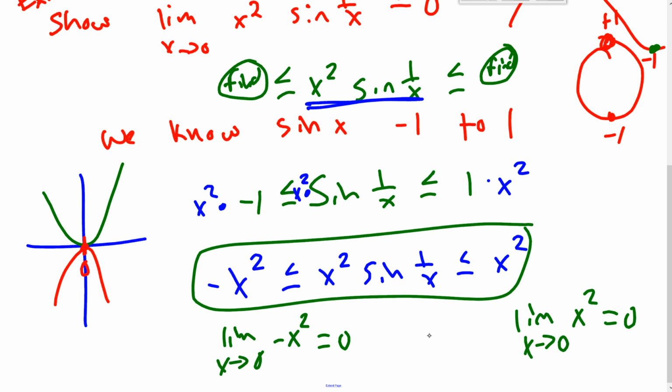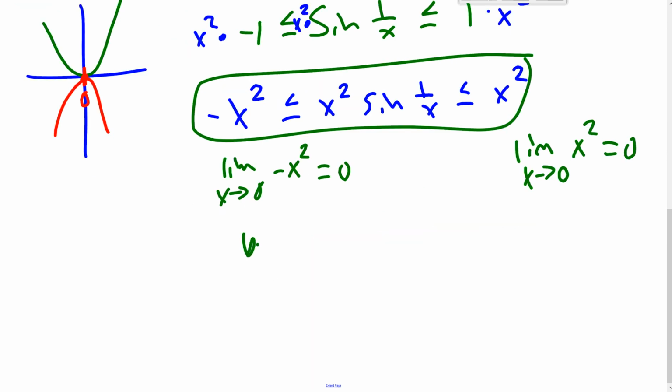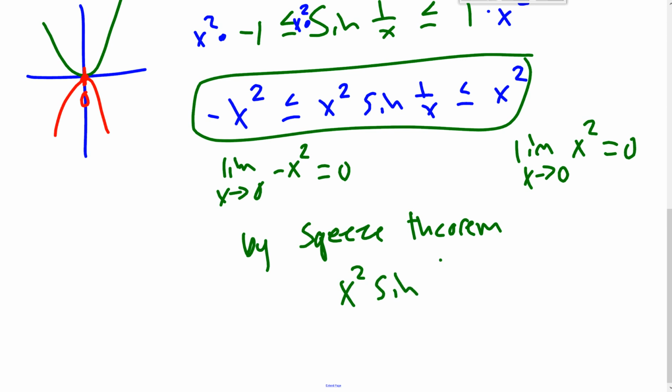That means this limit in between, by the squeeze theorem, or the sandwich theorem, x squared times sine of 1 over x has to also go to 0. The limit as x goes to 0 also has to go to 0. So that's how we prove that one.